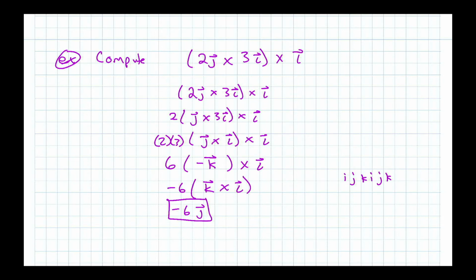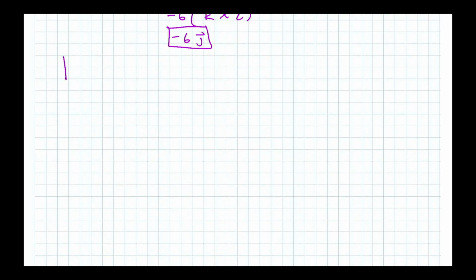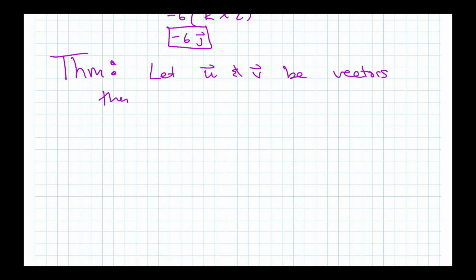Let's see what else. Oh yeah, here's a theorem that we need. Theorems are important. So let U and V be vectors. Then it turns out that the magnitude of U cross V is equal to the magnitude of U, the magnitude of V, times the sine of theta.